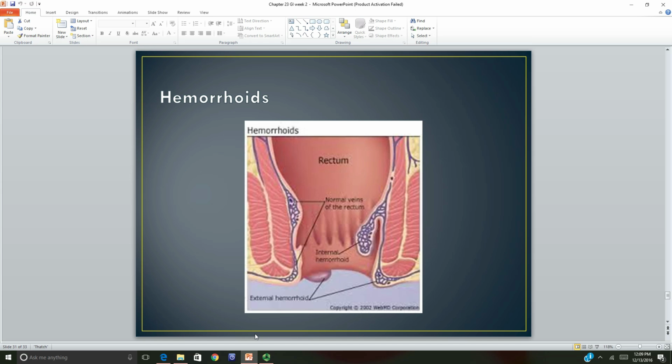Hemorrhoids are removed for pain management purposes. What happens is the venous plexus of the anal canal may become congested or distended and prolapse outside of the anal canal.